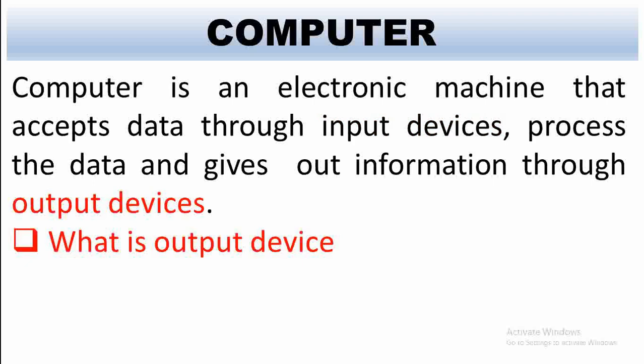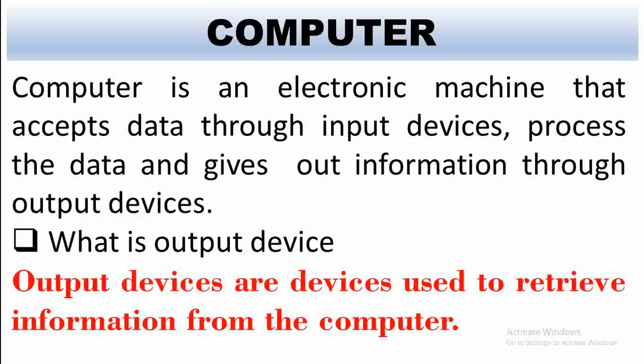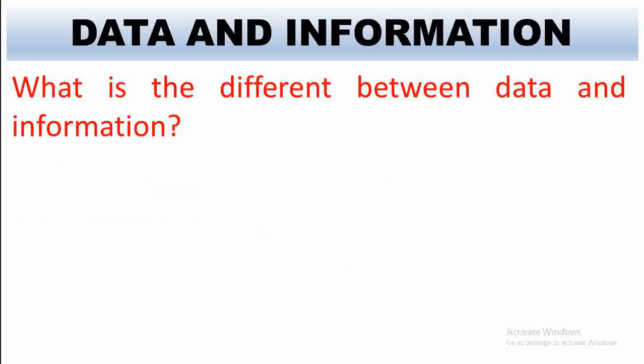Just like input devices, there are some devices we use to retrieve data from the computer system. Like the screen we are looking at, which we are reading from, is an example of an output device. So output devices are defined as devices used to retrieve information from the computer system. Then what is the difference between data and information?